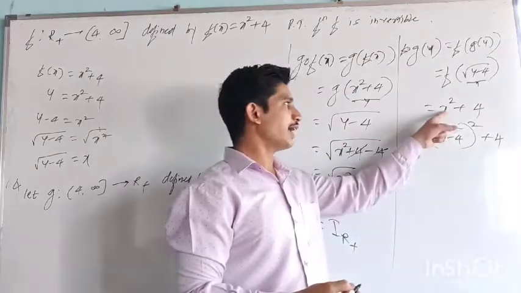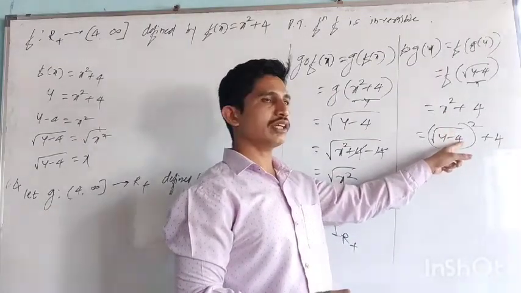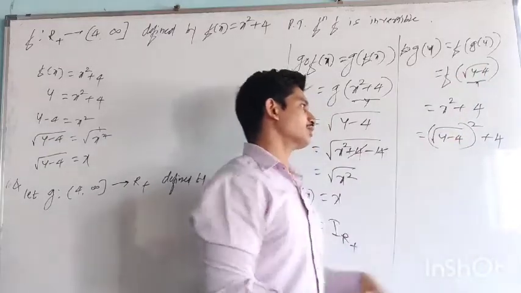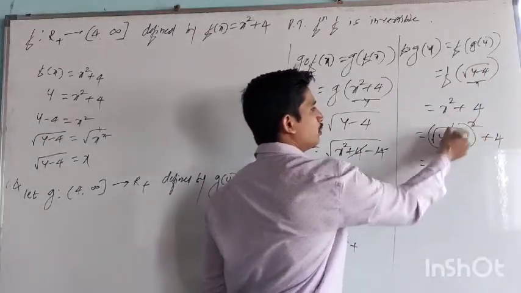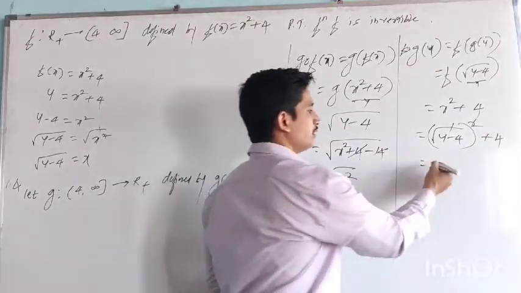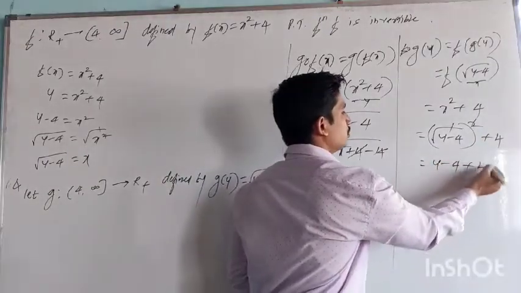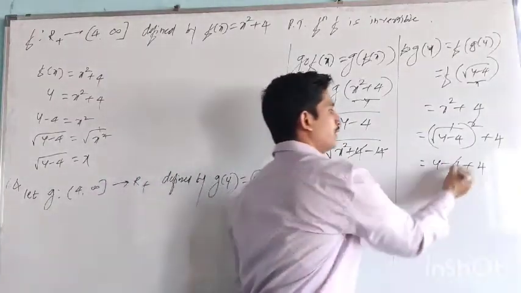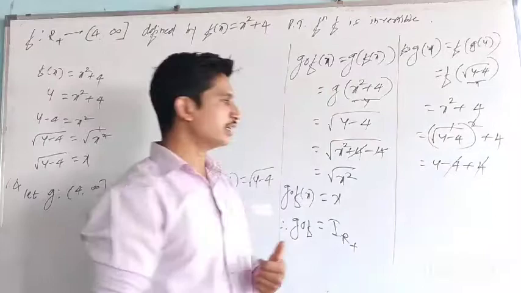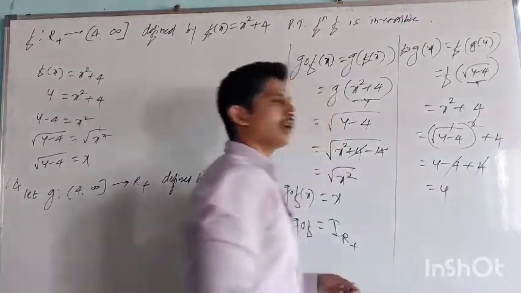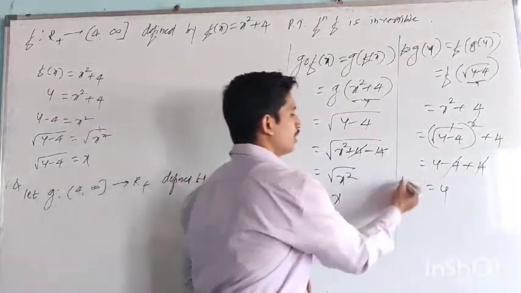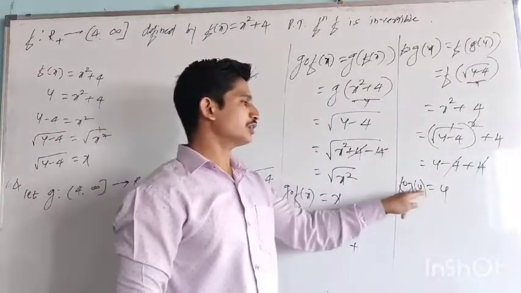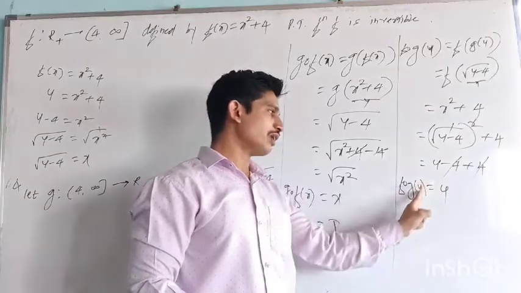See, x is root of y minus 4 here, so it is the whole square plus 4. Now again the square and root get cancelled. So what is left? y minus 4 plus 4. Minus 4 and plus 4 get cancelled. What is left? The answer is y. Got it or not? Therefore f composition g of y is y.